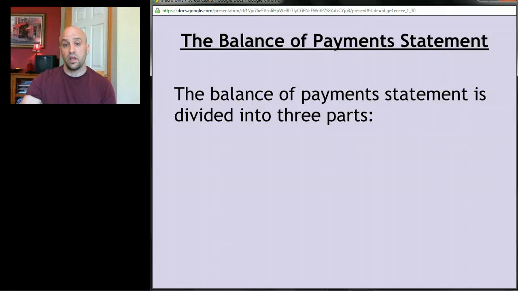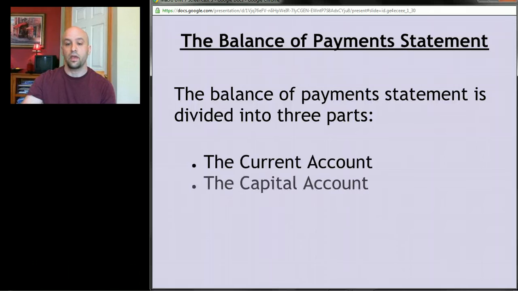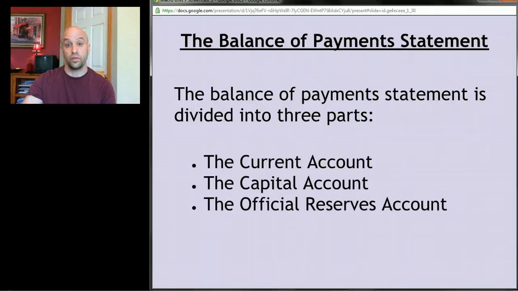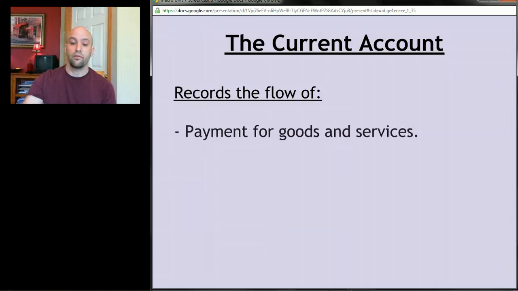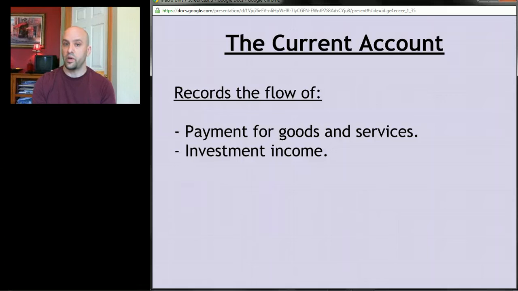Now the balance of payments statement, that little clipboard, is divided into three parts, three accounts. They're called the current account, the capital account, and the official reserves account. And you need to know what goes into each part. The current account records the flow of most things. First off, payments for goods and services, so most trade. Secondly, investment income. Any money that people make from investments like stocks, bonds, savings accounts, that kind of stuff.